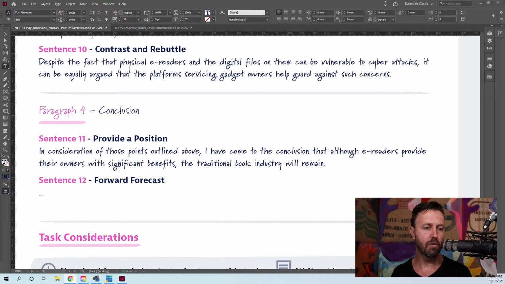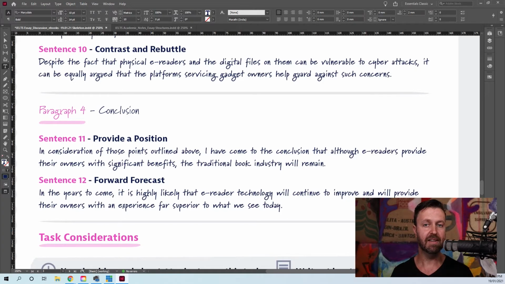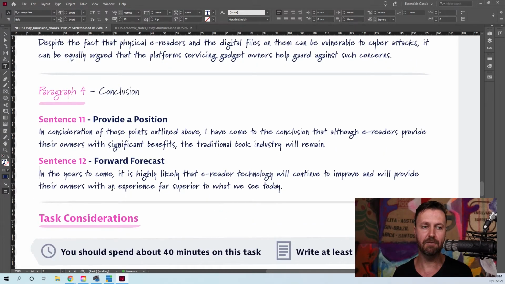We're now going to give a forward forecast for the future, basically telling the reader this is what we feel for the future. So in the years to come, it's highly likely that e-reader technology will continue to improve and will provide their owners with an experience far superior to what we see today. In the years to come means in the following years, in the years beyond now.